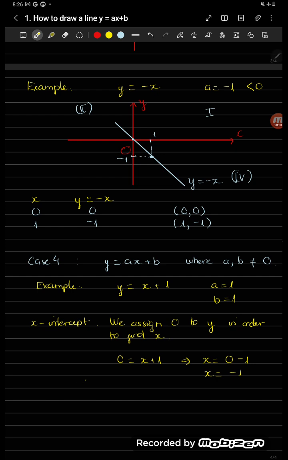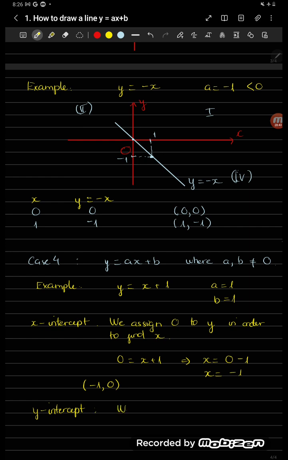So we have a first point, -1 and 0. Okay, x equal to -1 and y equal to 0, because we assign 0 to y, right? And now we have to find the y-intercept. Then we'll have the second point.